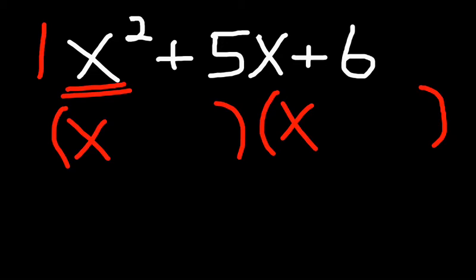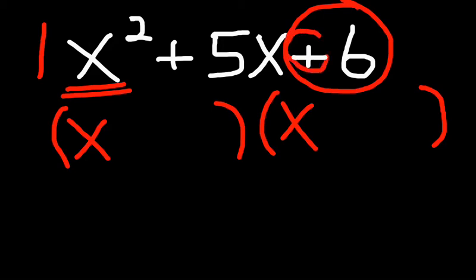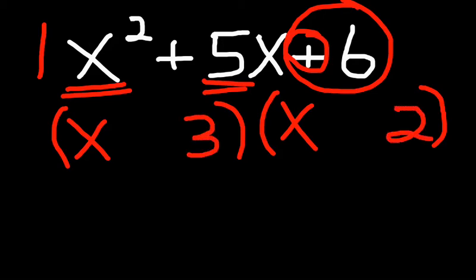Now we look at the last term, plus 6. We ask ourselves what numbers can be multiplied together to give us 6 that at the same time, because of this sign, can be added together to give us the middle term, which is 5. And in this case, that is 3 and 2. We put them right here, because 3 times 2 is 6, 3 plus 2 is 5.